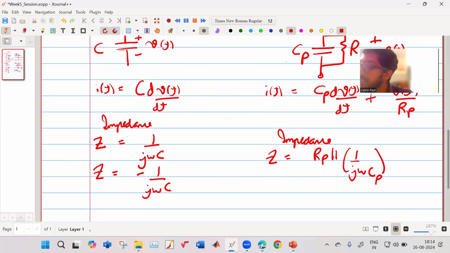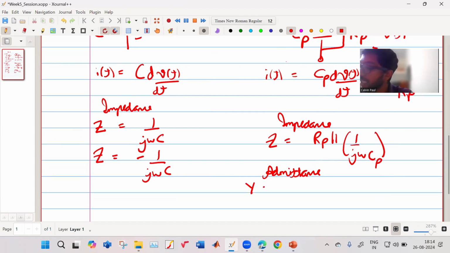A better way to represent it is in terms of admittance, because they are in parallel, admittance makes it simpler. So Y is actually equal to 1 upon Rp plus j omega Cp. So this is the admittance of a practical capacitor. All right.